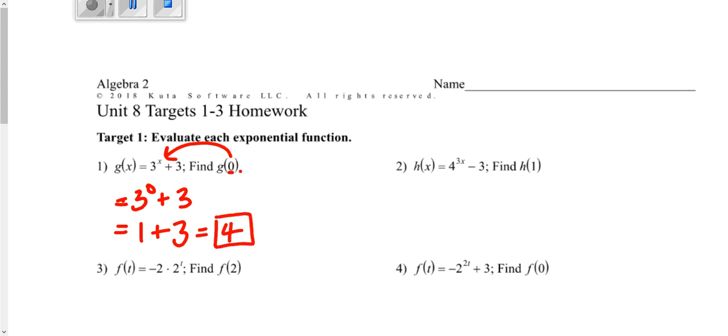All right, number 2. If I plug in the 1 for x, that would be 4 to the 3rd power, because 3 times 1 is 3, minus 3. So 4 to the 3rd power is 64, minus 3 is 61.